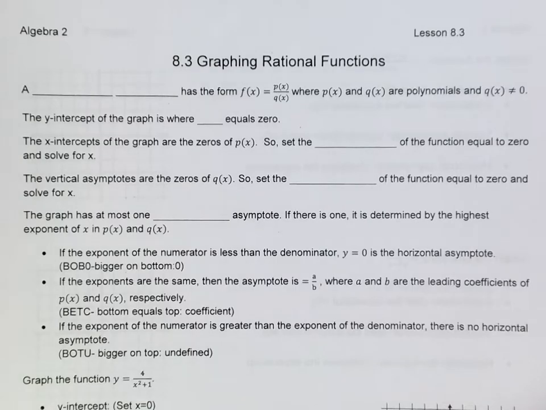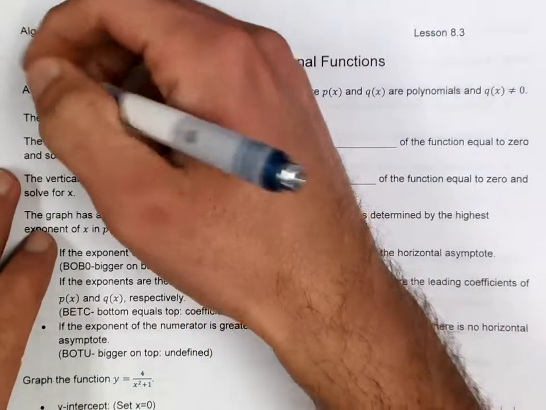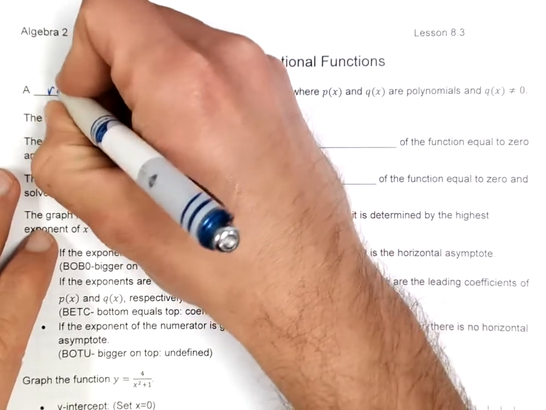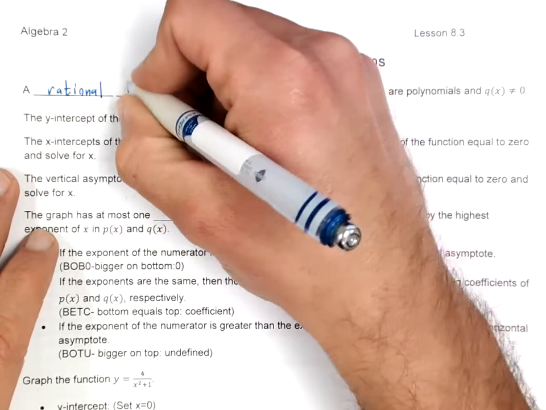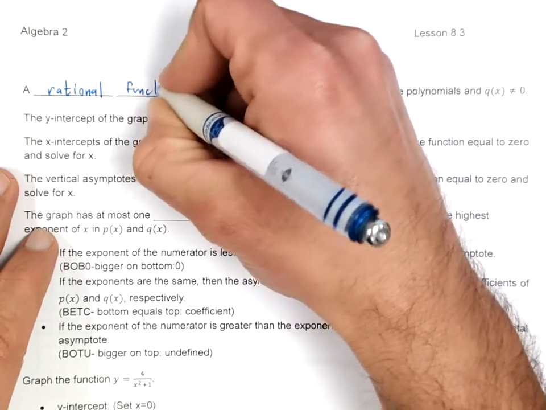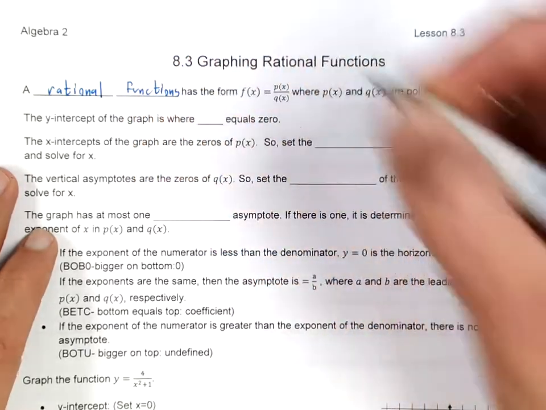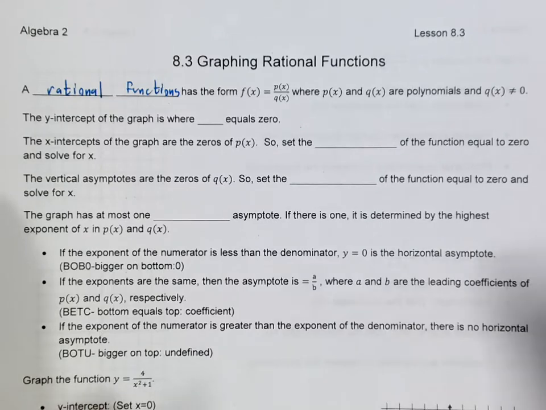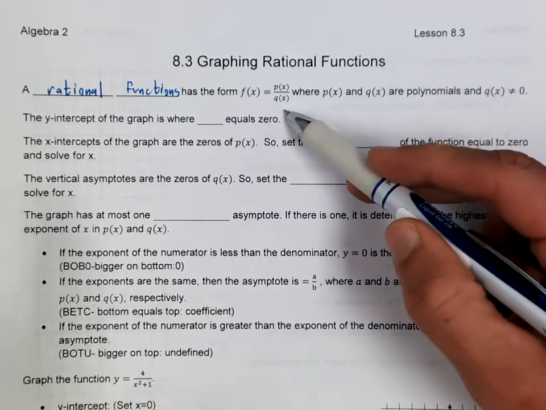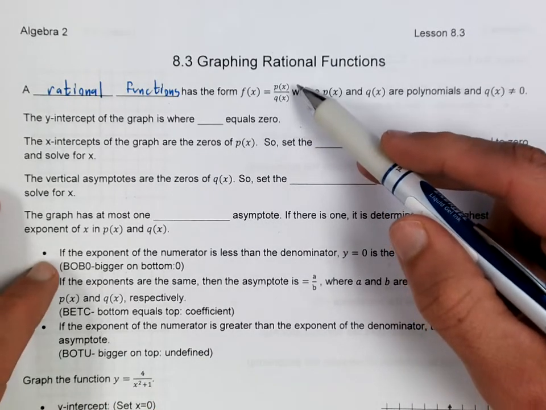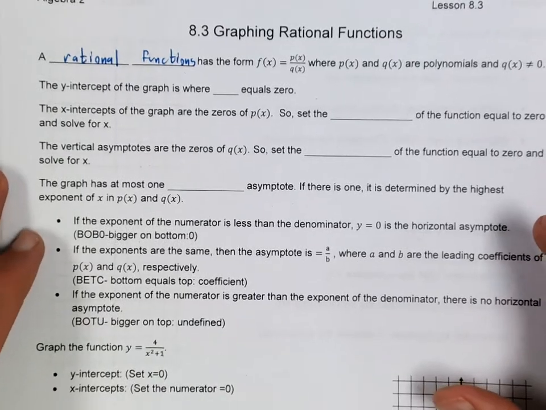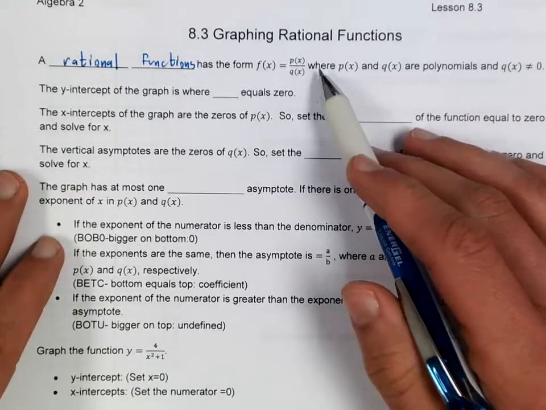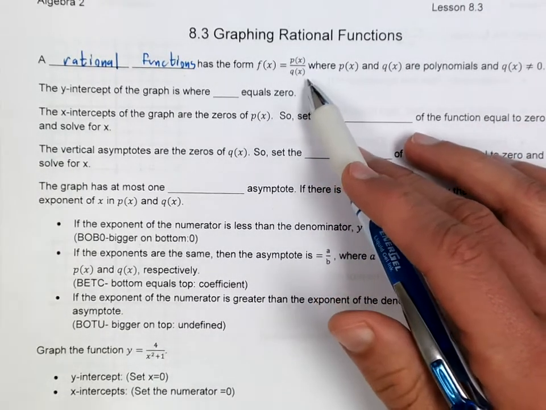Okay, now when we talk about a rational function, if you printed out those copies, I would say go ahead and copy this down. We are basically talking about a function that has the form of a function divided by another function. Again, p of x and q of x are both functions. They can be any function. The only thing is you cannot have a zero on the bottom, and hopefully that's obvious.